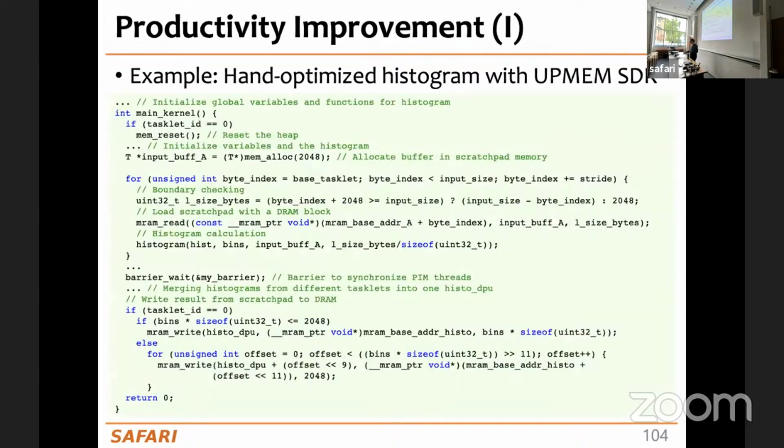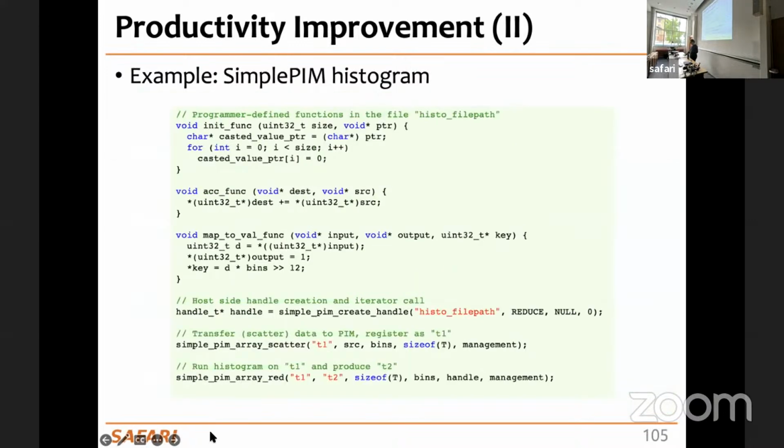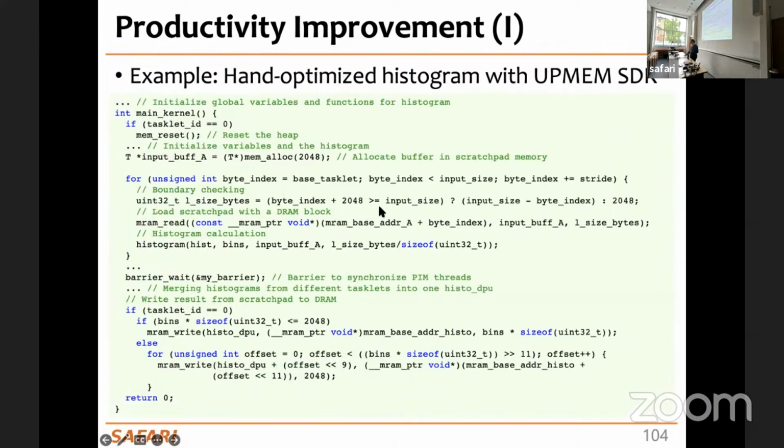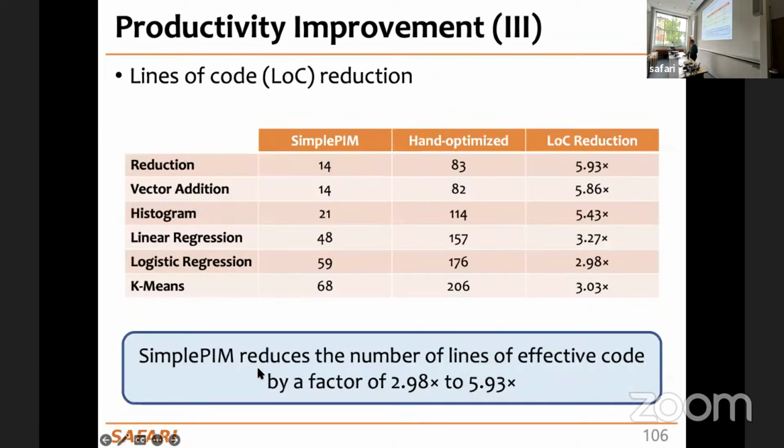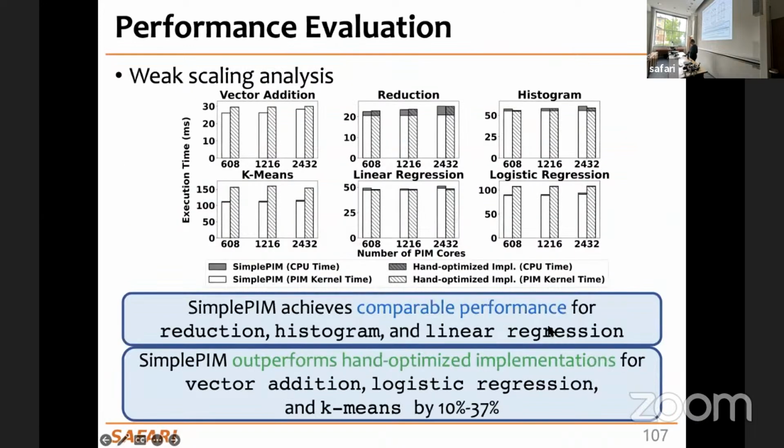So there's more in the paper, but for example, just to give you an idea, this is the hand-optimized program for histogram with the UPMEM software development kit. You can see that it's C-based. And this is the SimplePIM histogram. So it doesn't really need to deal with a lot of things. SimplePIM histogram is much simpler over here. So you can see there's a create handle and then scatter and reduction operations. Okay. And these are the lines of code of different kernels, let's say. Okay, and this is a performance evaluation, which I kind of mentioned.